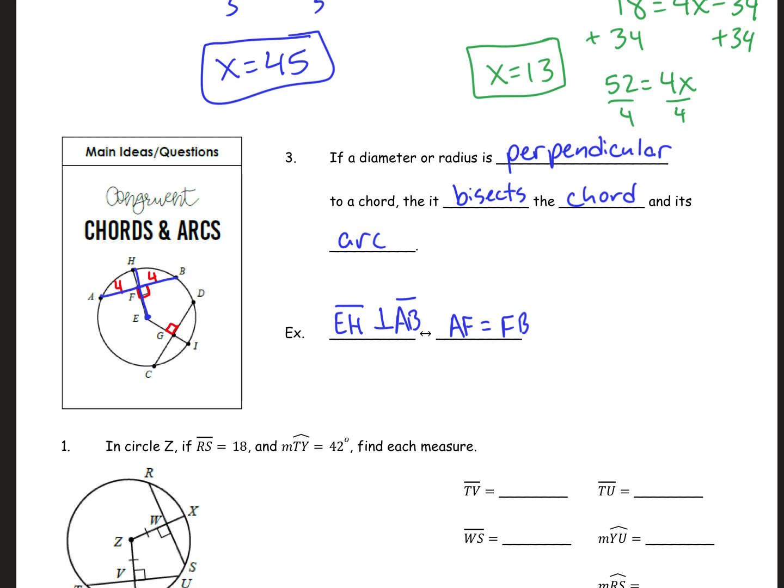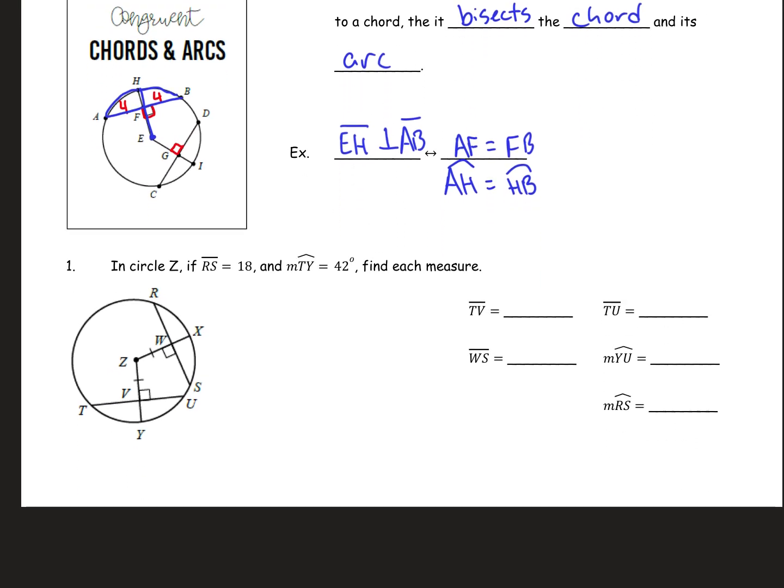It might also be important to include that arc AH, and that is an arc, so I'm going to put the arc sign, is equal to arc HB. For a lot of the examples that we do today, the information will be separate to the diagram. So we need to take that information and put it on the diagram. Let me show you number one, for instance.